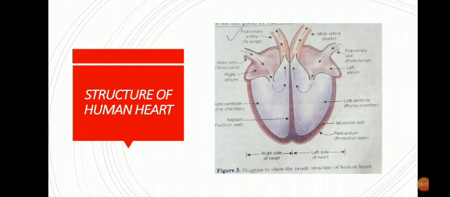Now, the lower side of the left atrium is connected to the left ventricle. Left ventricle means the lower chamber of the left side of the heart, right? Now, what happens when the heart pumps? Immediately, the oxygenated blood which has entered into the left atrium via the pulmonary vein goes directly into the left ventricle, right?